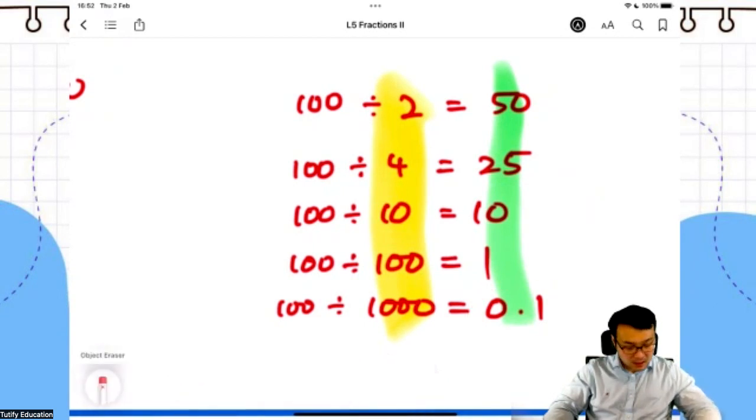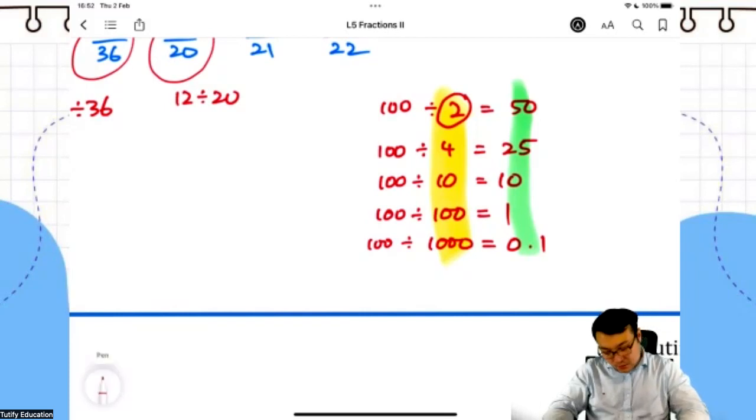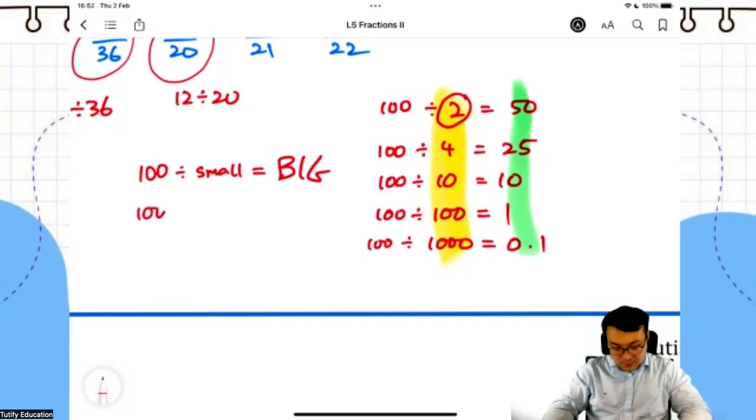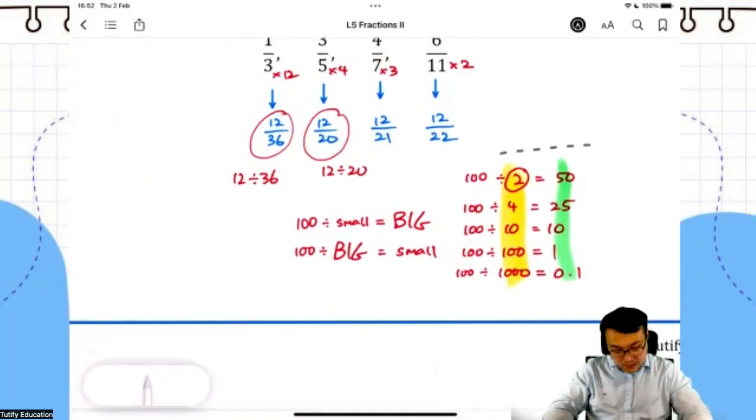Becomes smaller. Yes, correct. So everyone, look, when you divide by something small, you get a big answer. When you take a number divided by something small, the answer is very big. But when you divide by something big, the answer becomes very small. Okay? So user, come, help me out here.